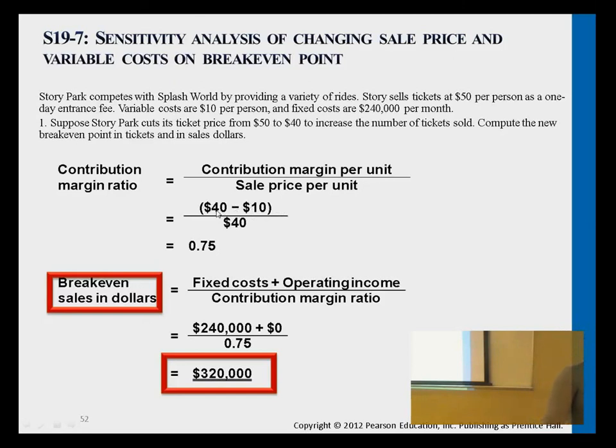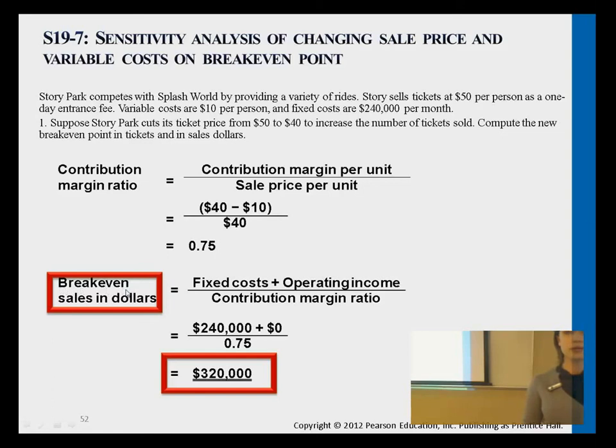So we know it's $40 minus 10, that's the new price minus variable cost. That's our contribution margin per unit. And I'm also going to divide it by sales price per unit, which is $40. So I found my contribution margin ratio is 0.75.